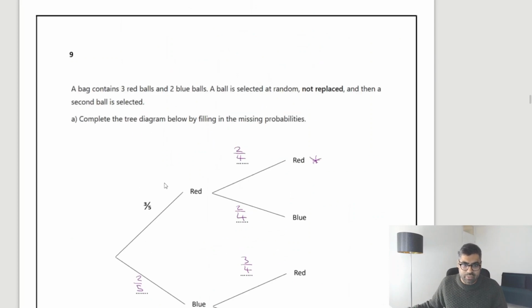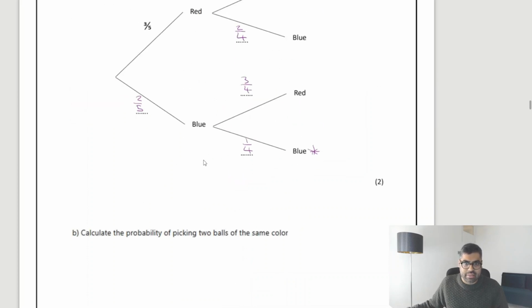So let's have a look here. We've got red and red, and means times, but let me just write this out. So red and red, we're going to put probability of picking a red and a red, or we've got the probability of picking a blue and a blue.